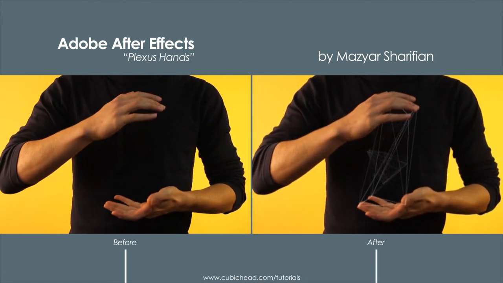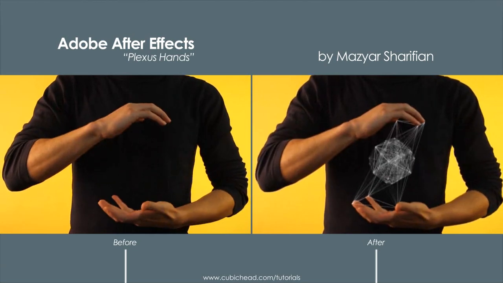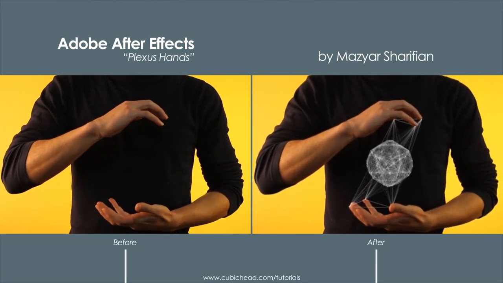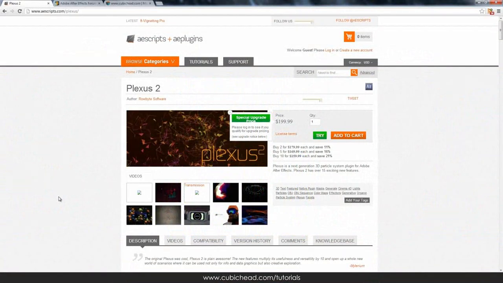My name is Mazia Sharifian, and I'd like to show you how to do Plexus hands in Adobe After Effects. First, let me explain what Plexus is. It's actually a plugin for After Effects, and you can check it out on the aescripts webpage. Currently I'm using version 1. You can purchase version 2, which has lots of new features.